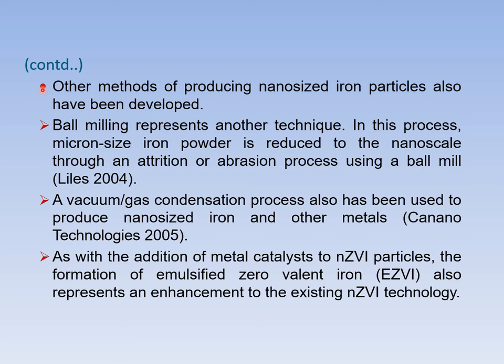Other methods of producing nano-sized iron particles also have been developed. Ball milling represents another technique. In this process, micro-sized iron powder is reduced to the nanoscale through an attrition or abrasion process using a ball mill. A vacuum or gas condensation process also has been used to produce nano-sized iron and other materials. As with the addition of metal catalyst to NZVI particles, the formation of emulsified zero valent iron, EZVI, also represents an enhancement to the existing NZVI technology.